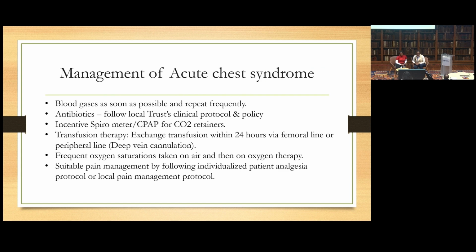The management of acute chest syndrome: blood gases as soon as possible and repeat frequently. Antibiotics, following local trust guidelines and protocols. Incentive spirometer for the patients. For those who are CO2 retaining, we offer them CPAP. Transfusion therapy: exchange transfusion within 24 hours via femoral line or peripheral line, or we do deep cannulation for those who cannot have a cannula inserted peripherally. Take frequent oxygen saturations on air and then on oxygen therapy, and give them oxygen therapy as well. Suitable pain management by following the individualized patient analgesia protocol.